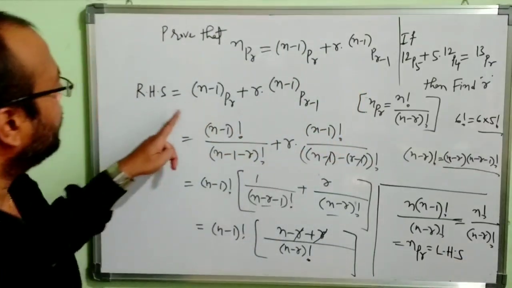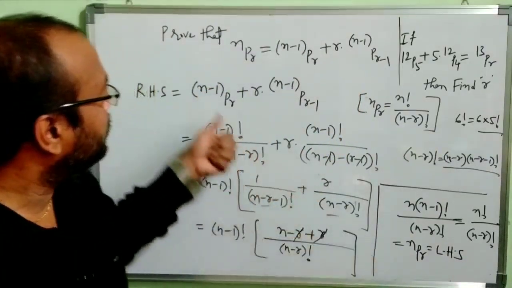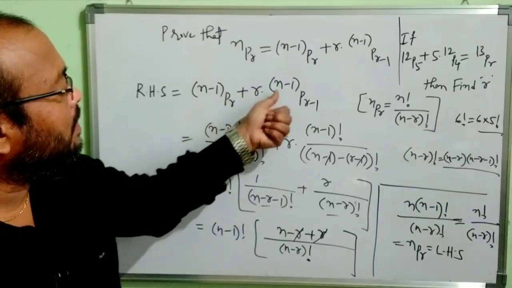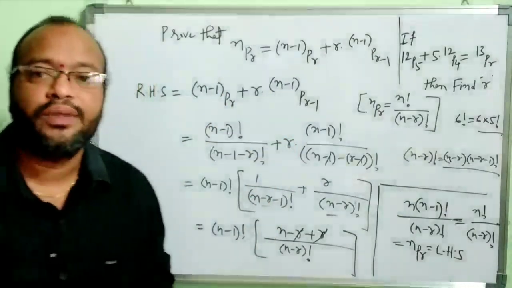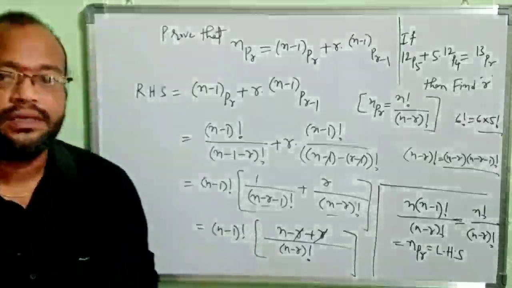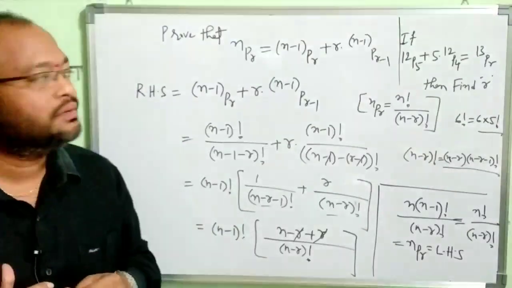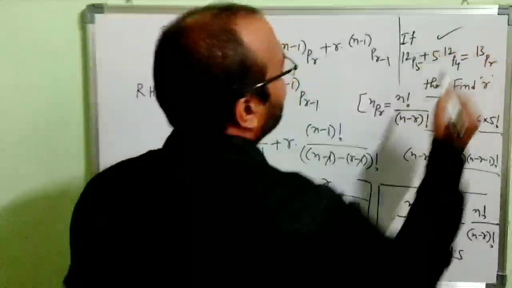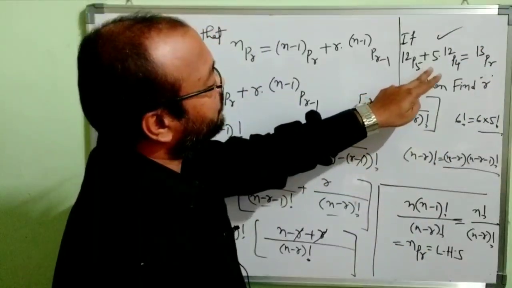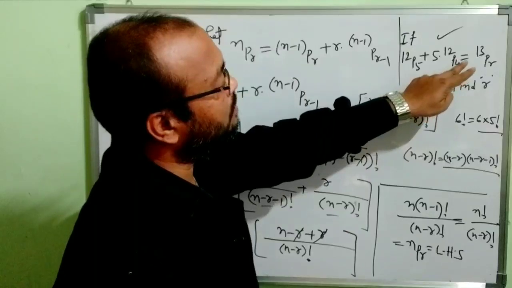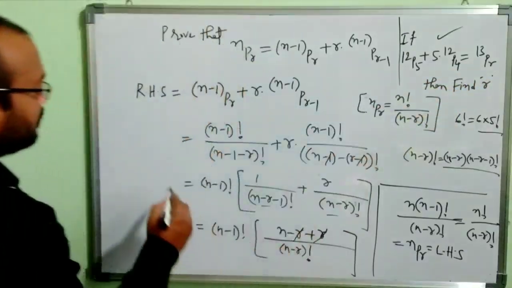Look at here now. nPr is equal to (n minus 1)Pr plus r into (n minus 1)P(r minus 1). If the problem is given in the exam, we will solve it like this. But in exams, they are asking the question indirectly. So they will give the question like this. What is given here? 12P5 plus 5 into 12P4 is equal to 13Pr. Look at here now.